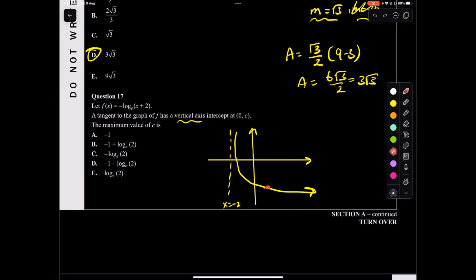So if it's at your y-intercept, it should be your maximum value because this is the closest it can get, whereas if you just go over here then it just gets lower. So your maximum c value is your actual y-intercept. So we can say f of 0 is negative log e 2. C is your answer for that one.